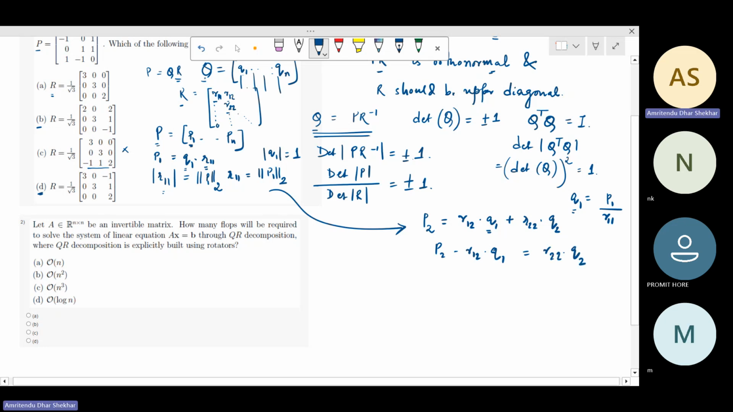Okay. Now again, you apply the same trick. So this is a known vector now because you solved for Q1 and R12.